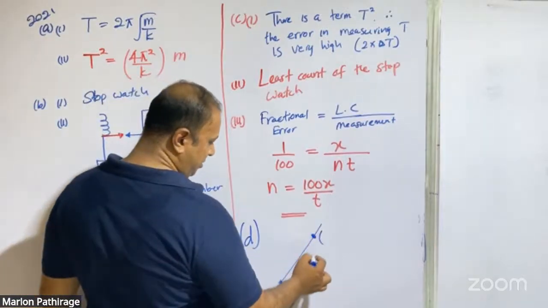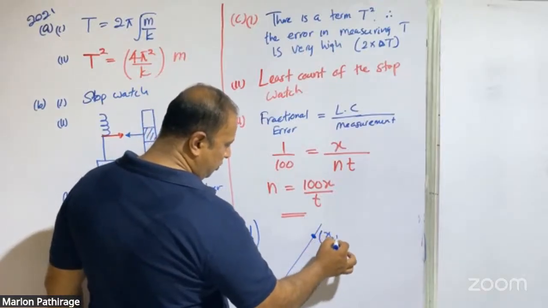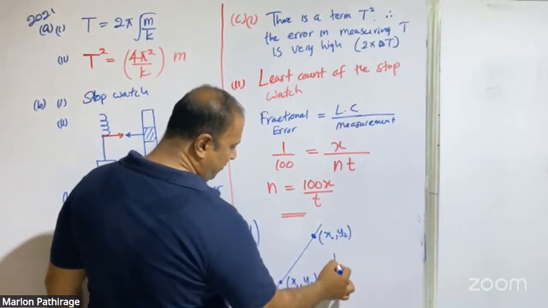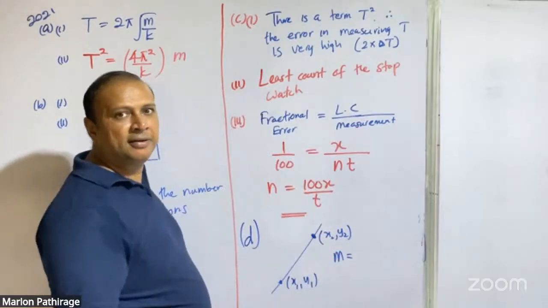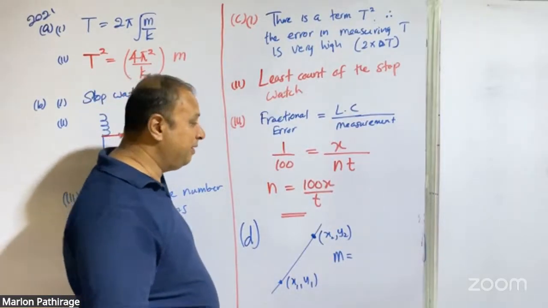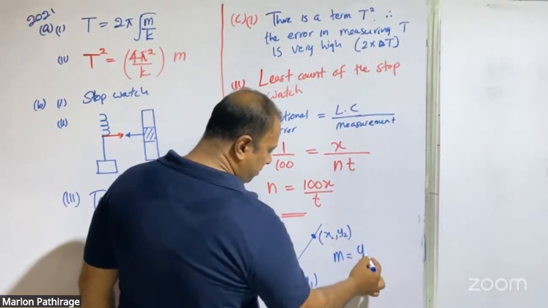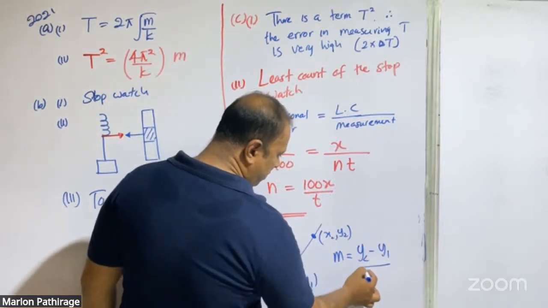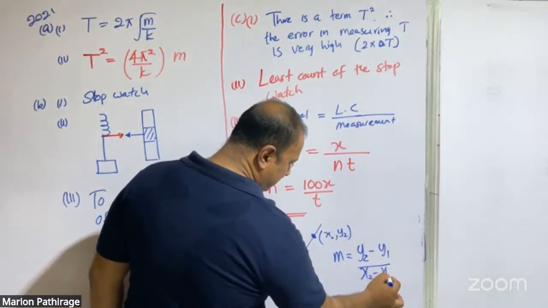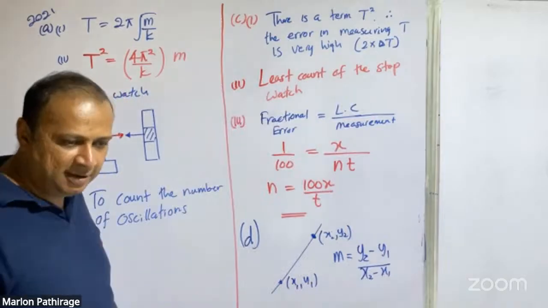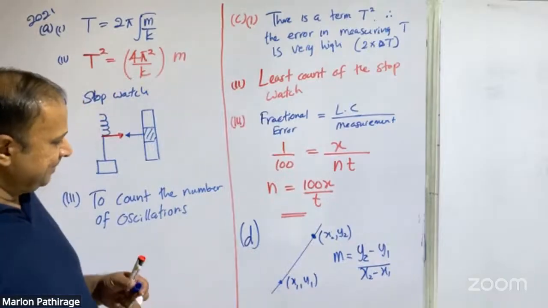Take this as x1, y1 and this as x2, y2. When we are given two Cartesian coordinates, the gradient is y2 minus y1 divided by x2 minus x1. Take them in the same direction: y2 minus y1 with x2 minus x1. So that is the gradient.